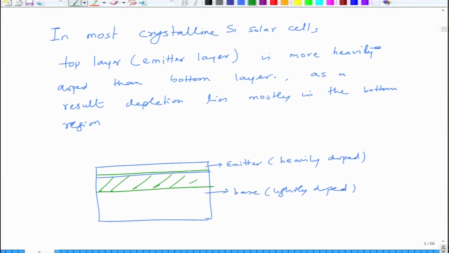So for example, if your ND is much smaller than NA, then you can say that W is approximately equal to the square root of 2 epsilon s VBI divided by Q into ND. It is solely governed by ND. So if there is a 2 order of magnitude difference in NA and ND, then obviously one is going to be ineffective. So ND is the more dominating factor over NA in determining W.